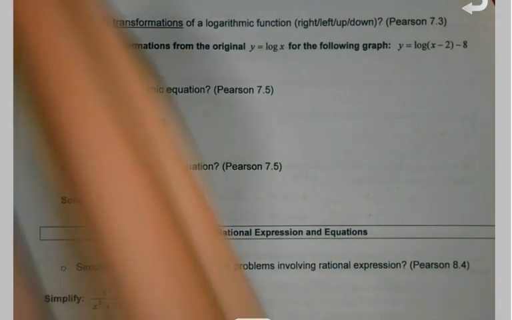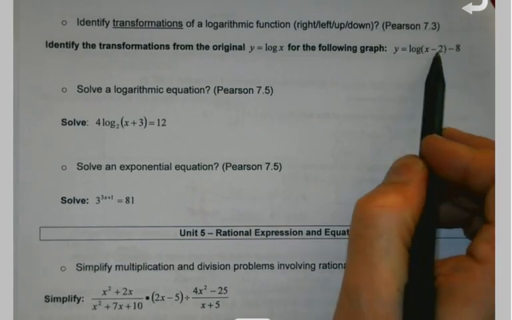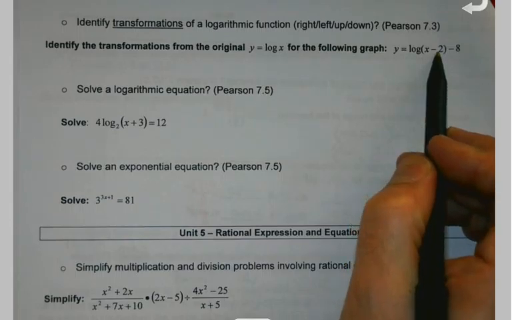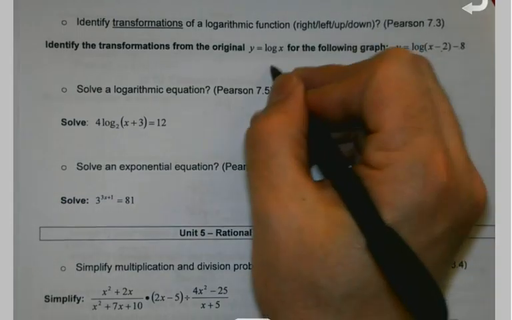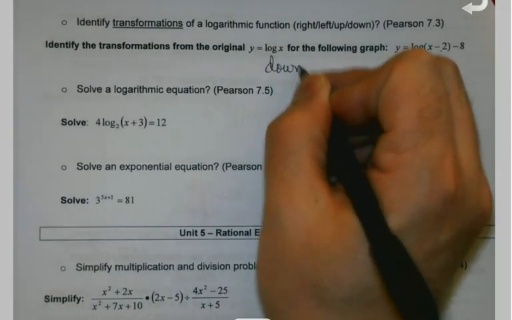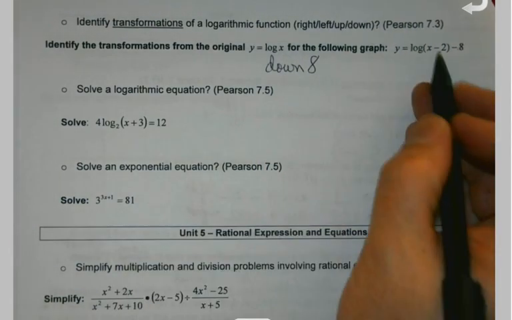All right. Identify transformations of the logarithmic function. Remember with my movements, inside the parentheses is left and right, outside's up and down. The up and down part is always the part that people seem to have an easy time with. They're like, okay, the one on the outside, down 8, okay. But what about in here?